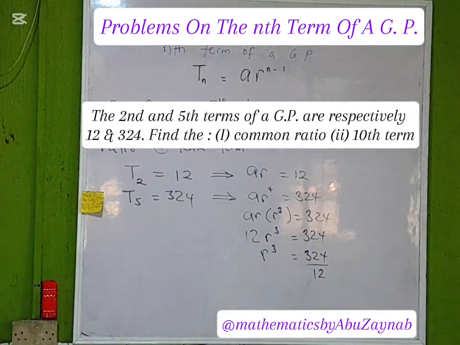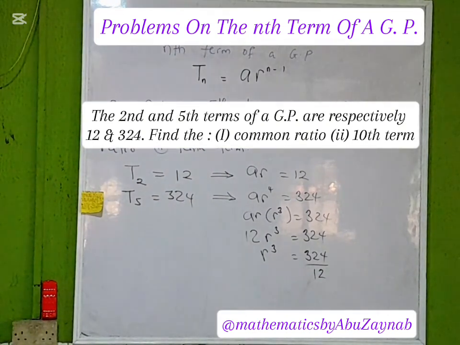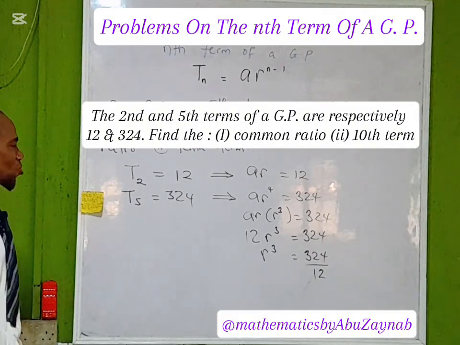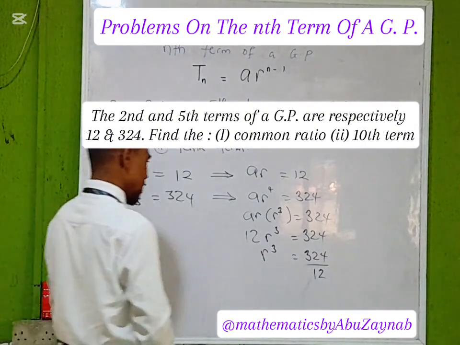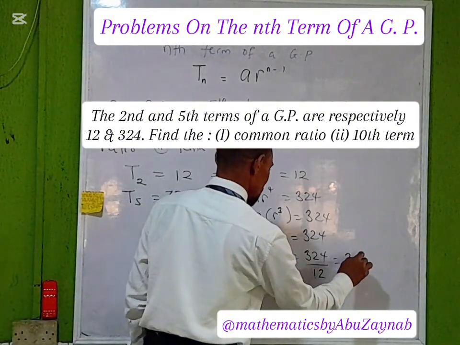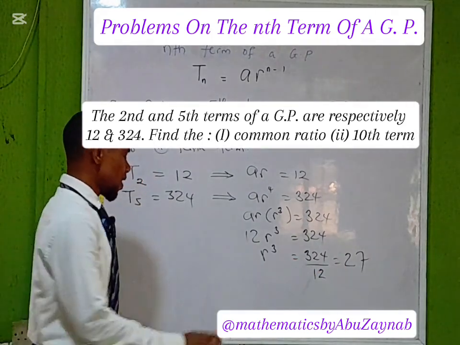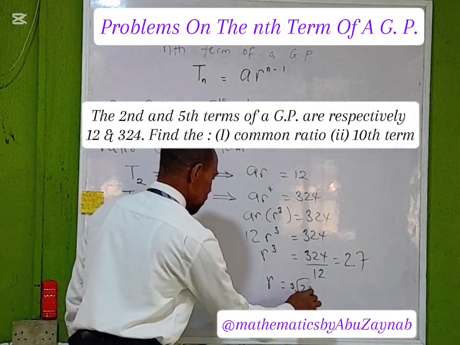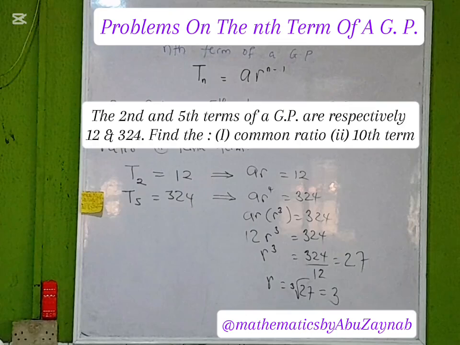I want to believe that is as straightforward as possible. So if r cubed equals 324 over 12, what is 324 divided by 12? Let's do the manual mathematics here. That's going to be simply 27. So 324 divided by 12 is 27. Hence, r is going to become what? The cube root of 27, which is 3. So the common ratio for this question is 3.